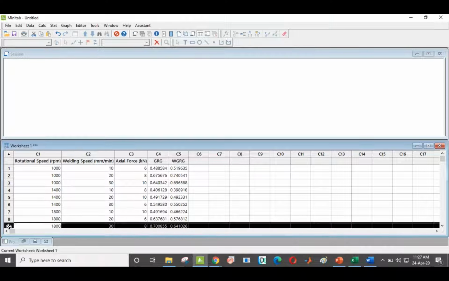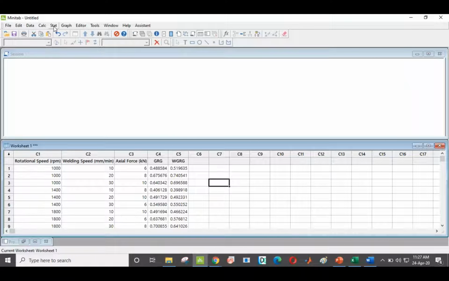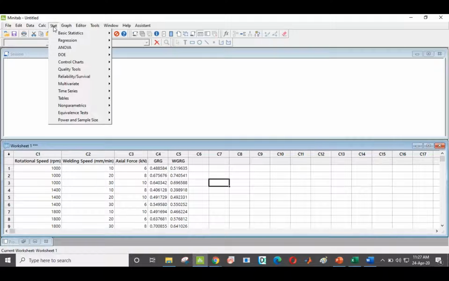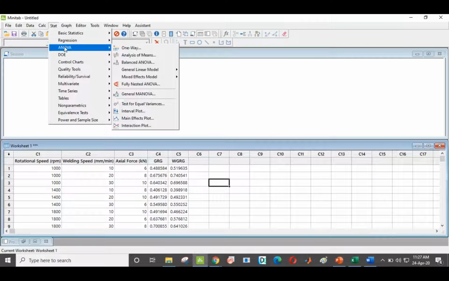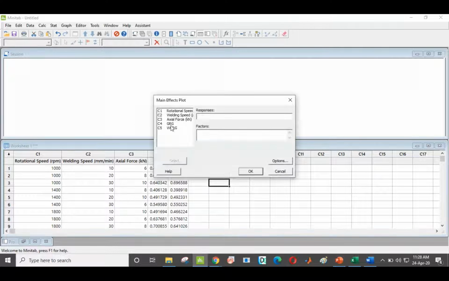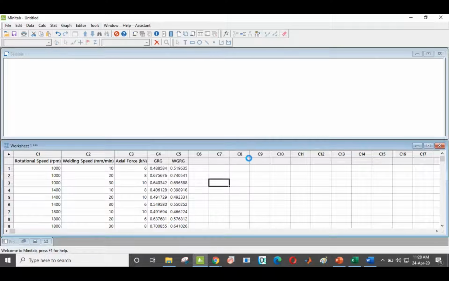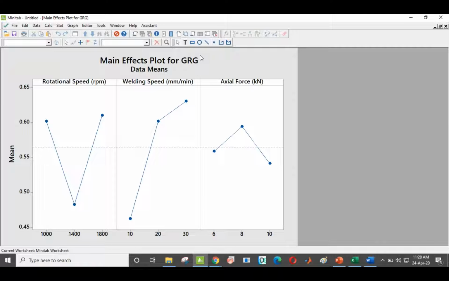So check whether all the 9 rows are filled. Now go with Stat, go with Anova. At the last we have the main effects plot. So click this. The response is gray relational grade, and my factors are the inputs: the rotational speed, welding speed, and axial force, and I'm going to give OK. So the main effects plot was drawn.